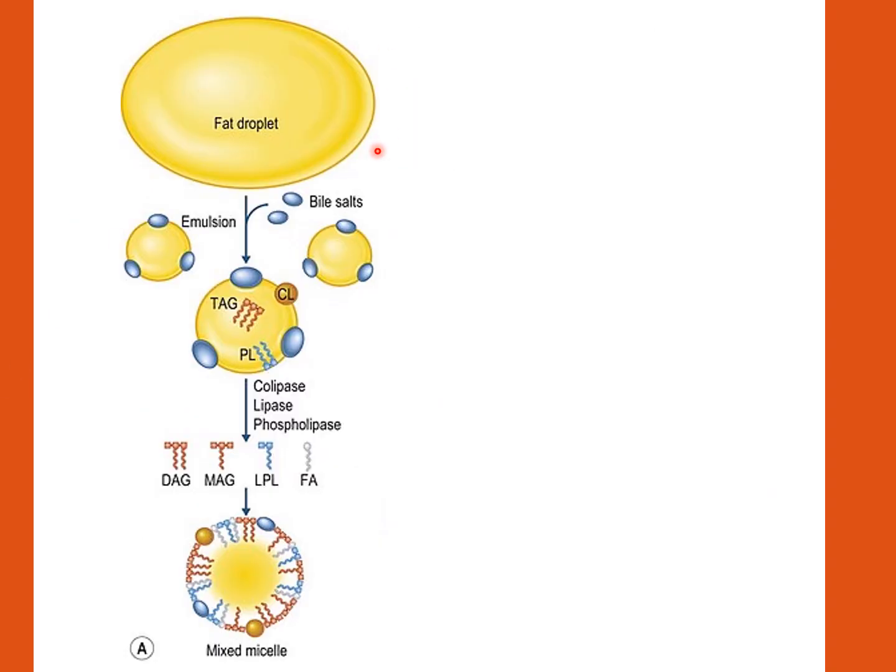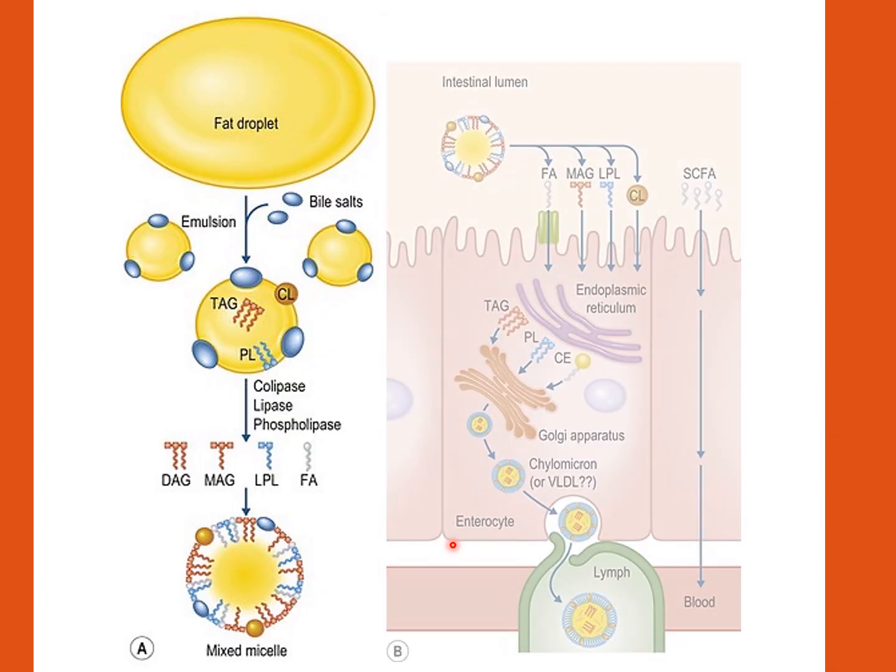Okay, guys, so this is where we just came from. We had the big fat droplet here. We have emulsification through the help of bile salts. Now we have taken those triglycerides and broken them down with the help of lipase into diglycerides, monoglycerides, and also some free fatty acids. And now we have them all hanging out here in the middle. Around this are some more phospholipids. Remember that phospholipids help the emulsification, and they also help to transport through the watery environment within your intestine.